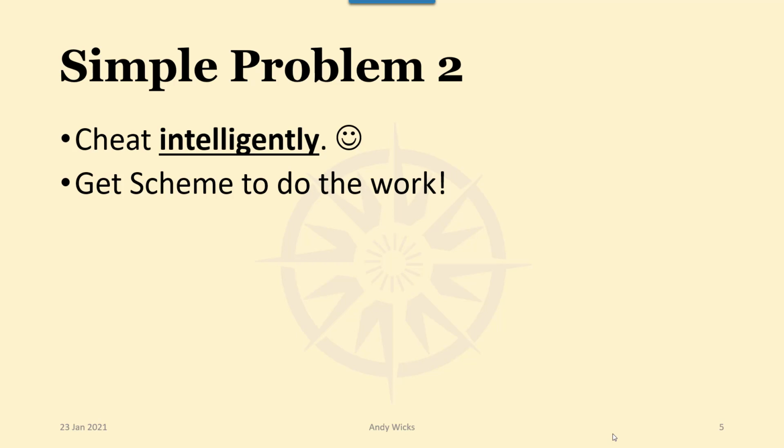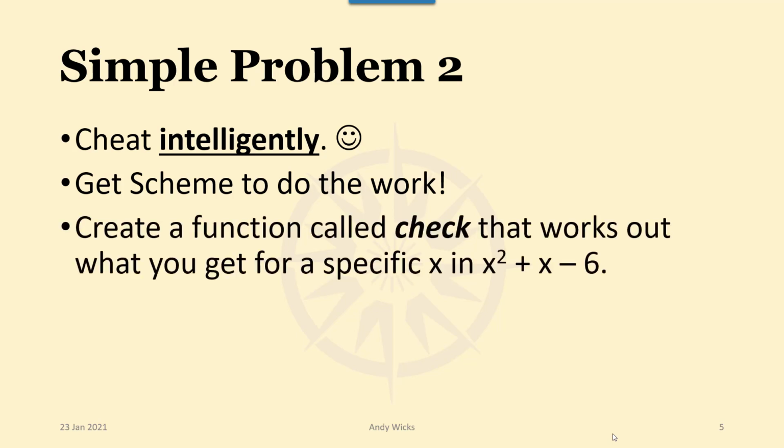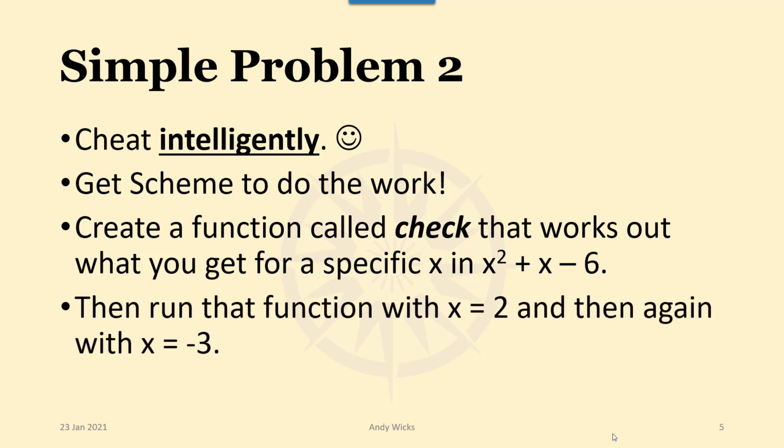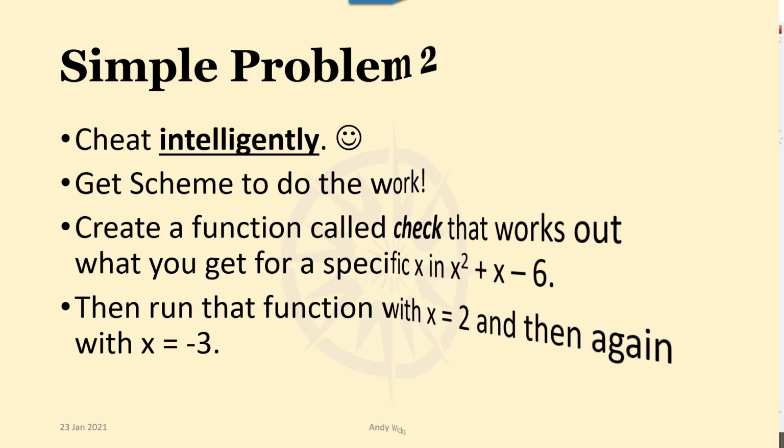And how are we going to do that? Well, we're going to create a function called check. And check works out what you get for a specific value of x in the equation x squared plus x minus 6. And when we do that, we run that function with x equals 2 and then again with x equals minus 3. So let's try that out. Let's go back to Scheme.